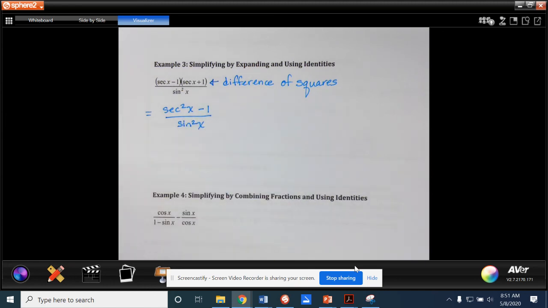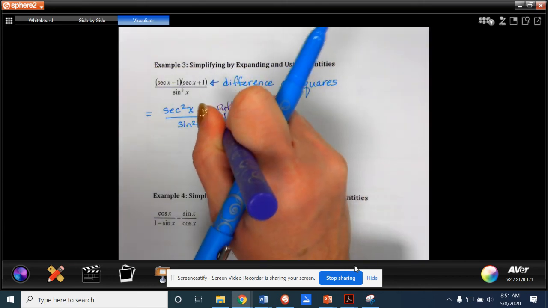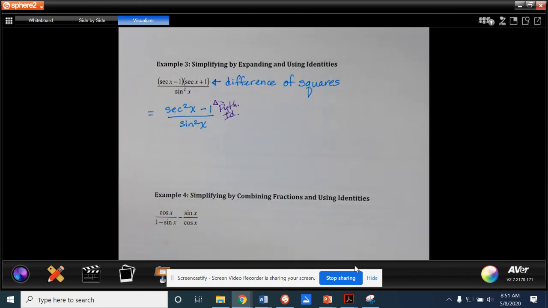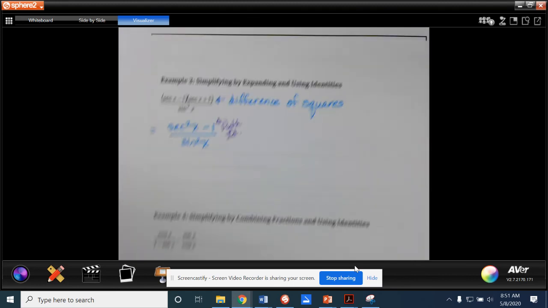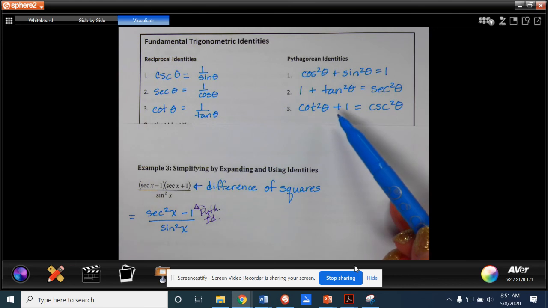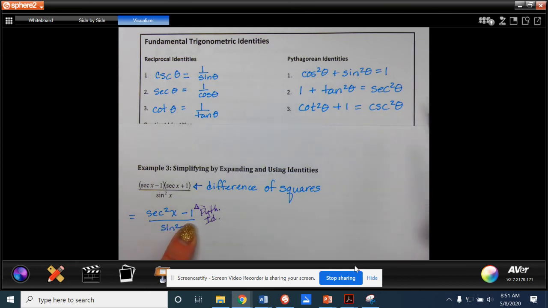Okay, remember we're thinking puzzle. What else can I do at this point? Well, the numerator is an identity. That is a Pythagorean identity. And let me just pull that over to show you again what the identities were. So over here, here's our Pythagorean identities that we came up with in our other video. And secant squared x minus 1.